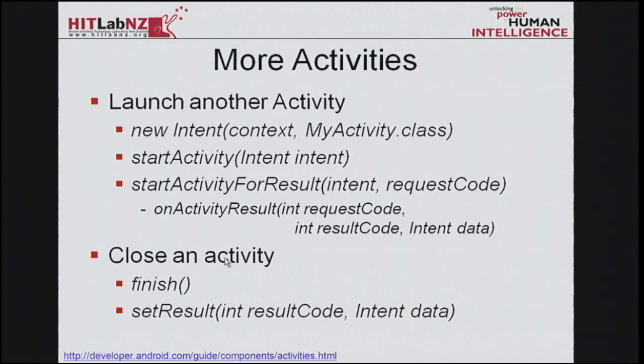And to close the activity, you just simply call the finish method, then your activity will be shutting down. And before you finish, you can also set the results here, and optionally some data you can pass to the previous activity that actually called yourself. So that intent data will be passed back to your previous activity that called your activity.